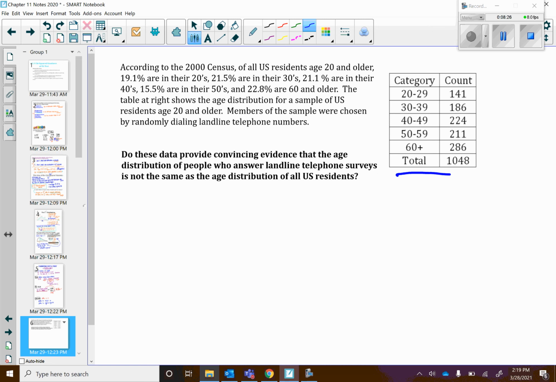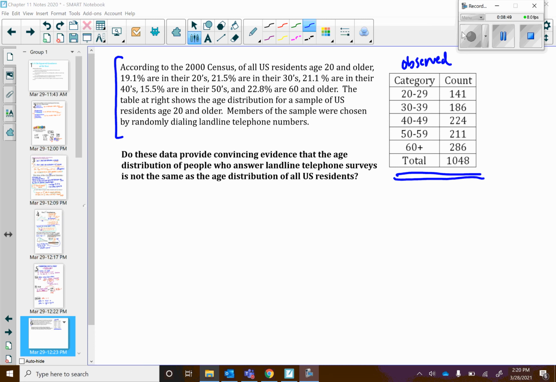So here's what we know. This list right here is people who answer the phone. This is our observed values. These numbers are the expected percentages, or the distribution of ages in the U.S. So how are we going to do this?